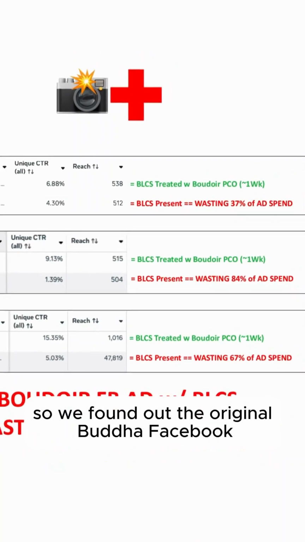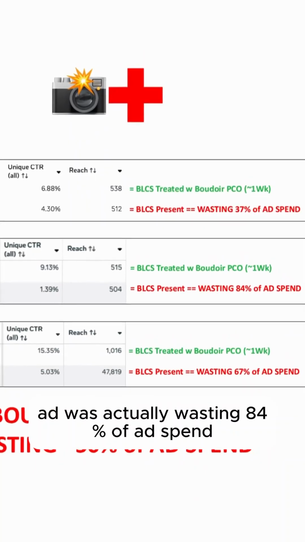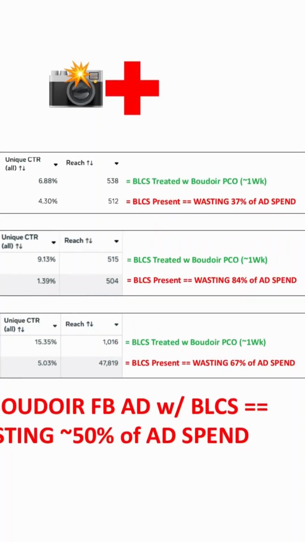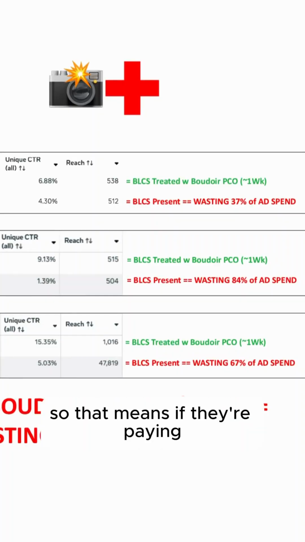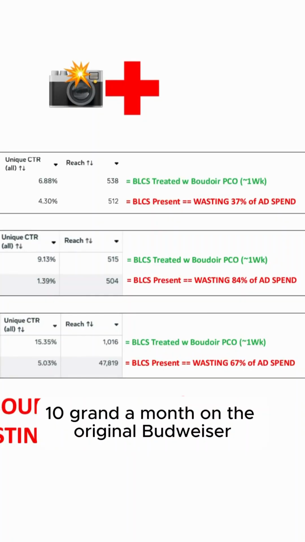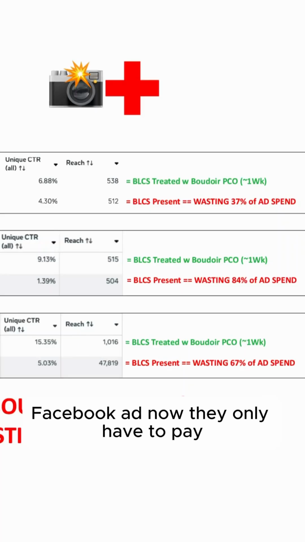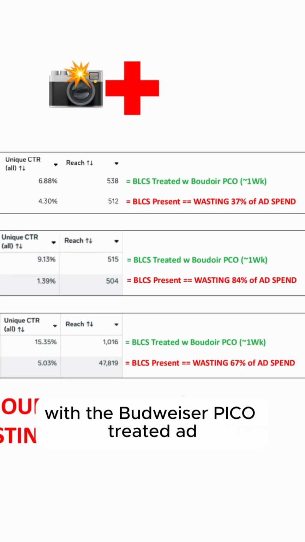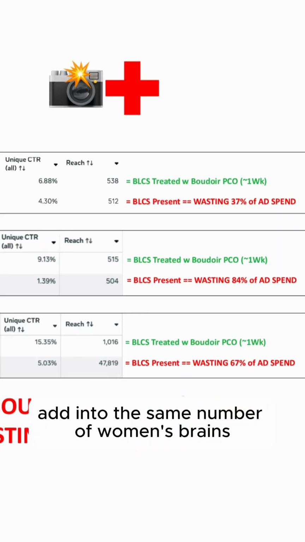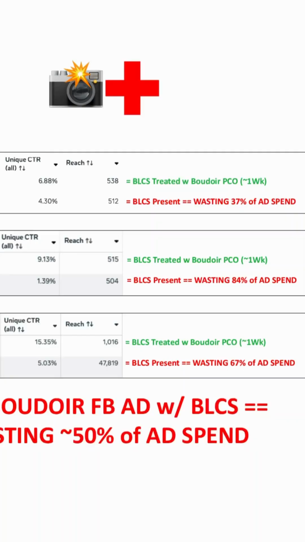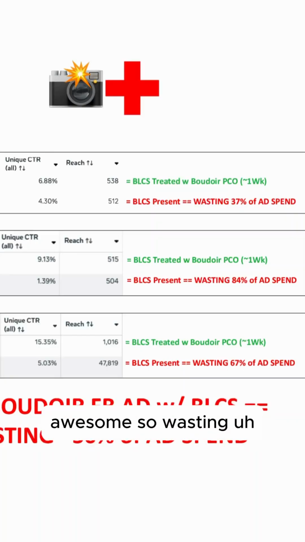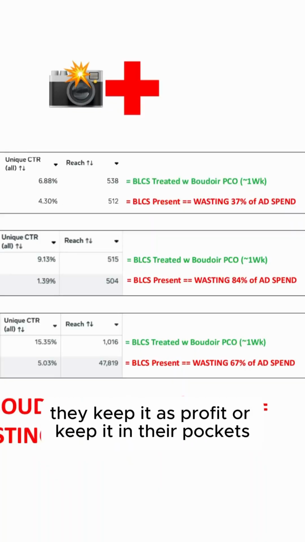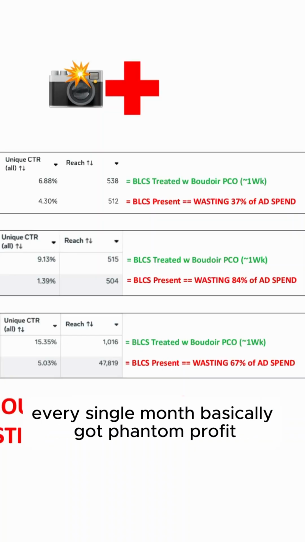So we found out the original Boudoir Facebook ad was actually wasting 84% of ad spend, literally 84% of ad spend being wasted. So that means if they're paying 10 grand a month on the original Boudoir Facebook ad, now they only have to spend 1.6 grand a month with the Boudoir Pico treated ad to get their ad into the same number of women's brains. Awesome. So that $8,400 a month difference that they no longer have to spend, they keep in their pockets every single month.